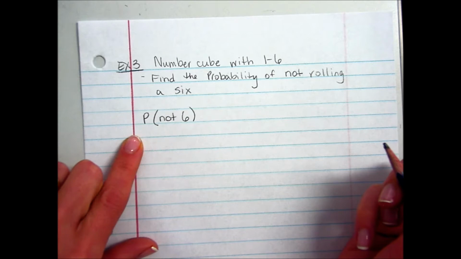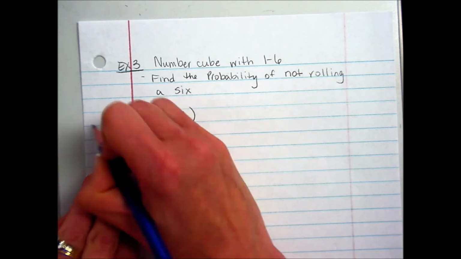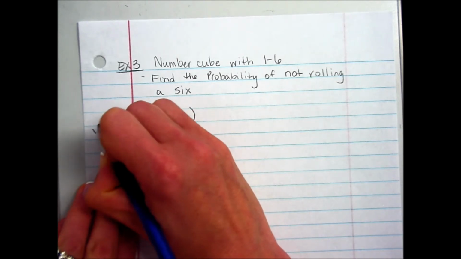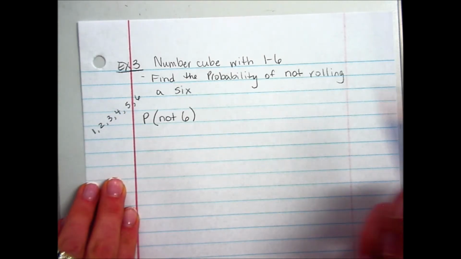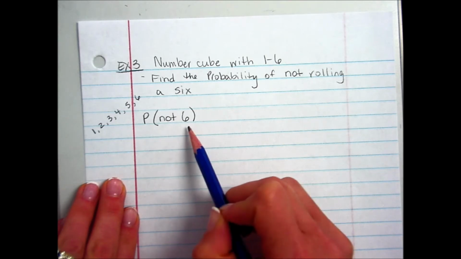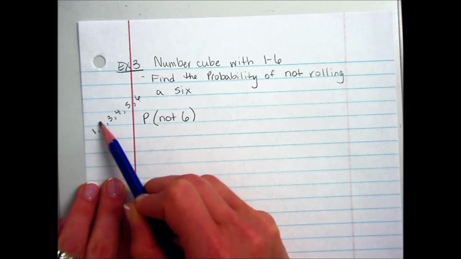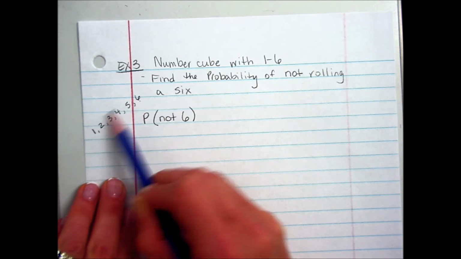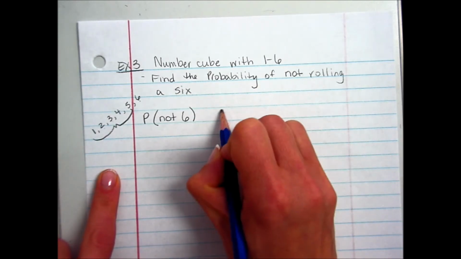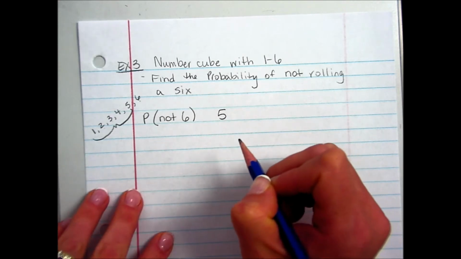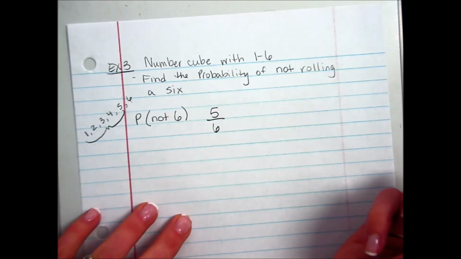All right, so I need to think of this number cube. 1, 2, 3, 4, 5, and 6. And if I need to, I can write them over here. I've got a 1, 2, 3, 4, 5, and a 6. Okay, well, I want to not roll a 6. That would make me happy to not roll the 6. Well, how many things would make me happy? 1, 2, 3, 4, 5. I could roll any of these 5 things and be happy because it's not a 6. So I have 5 favorable outcomes, and I still just have 6 items. And that's in simplest form already.